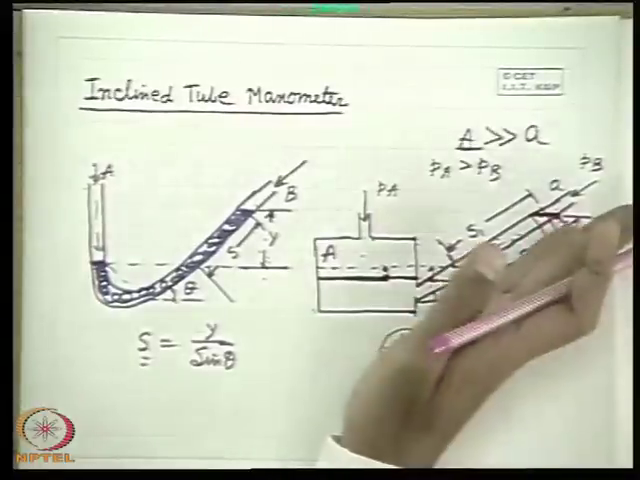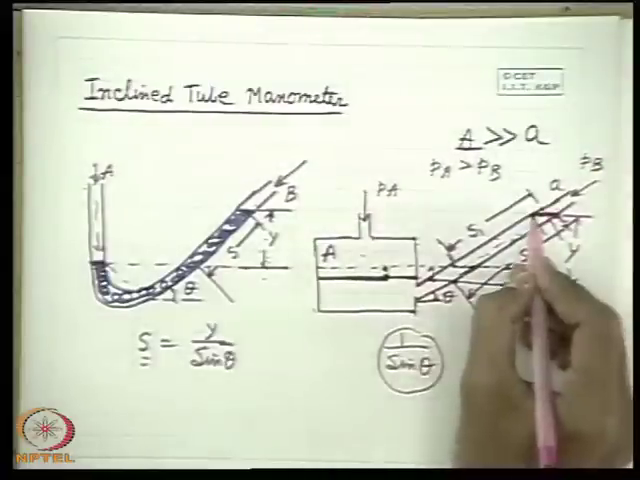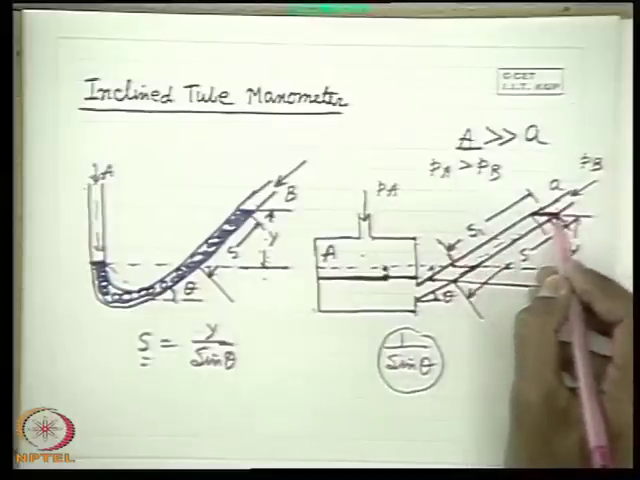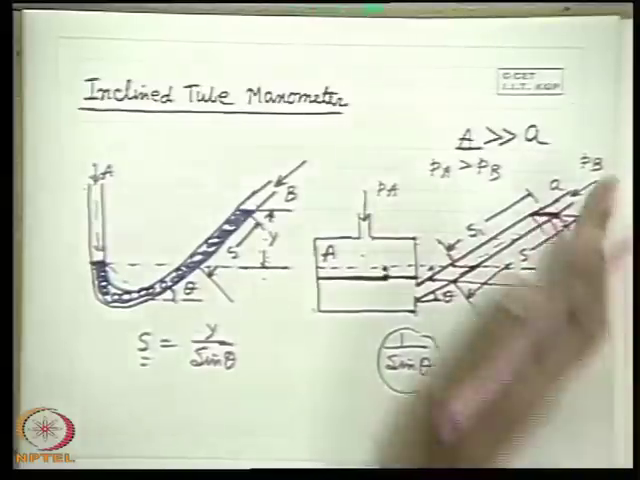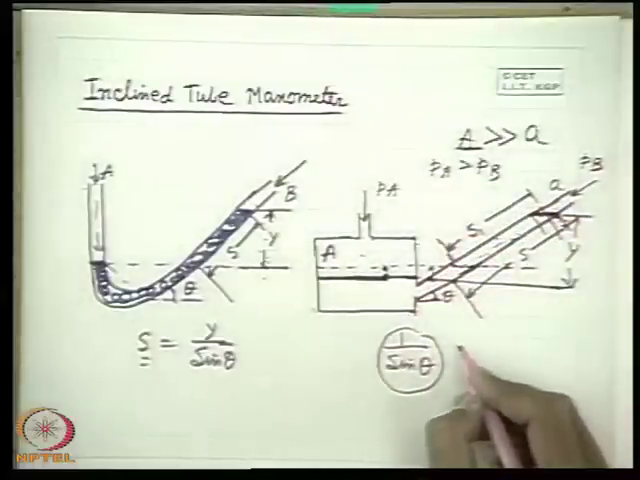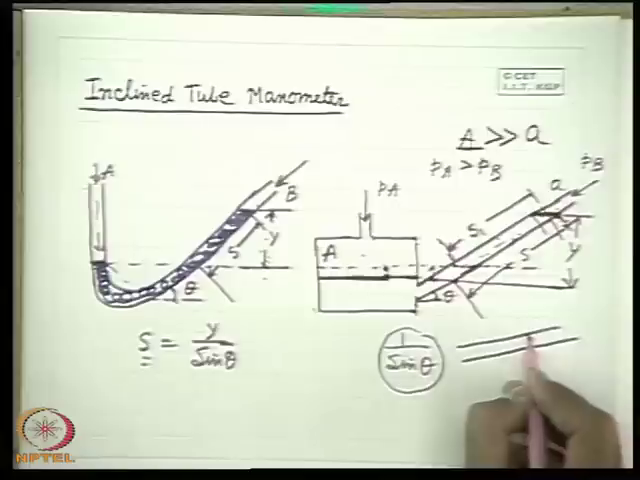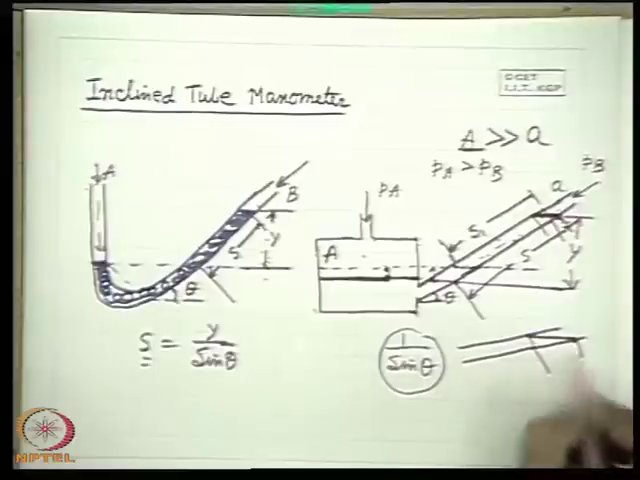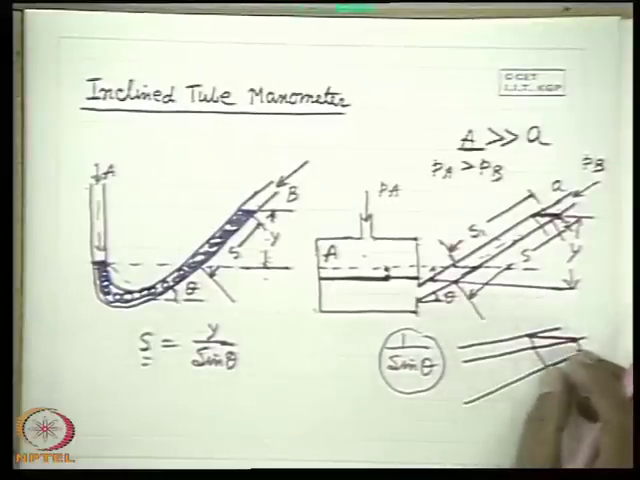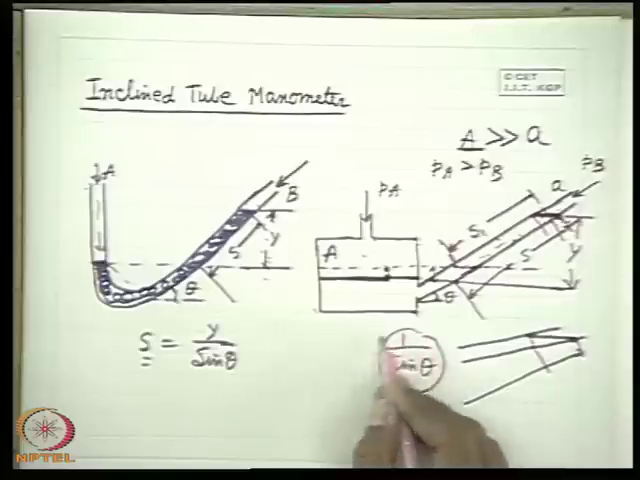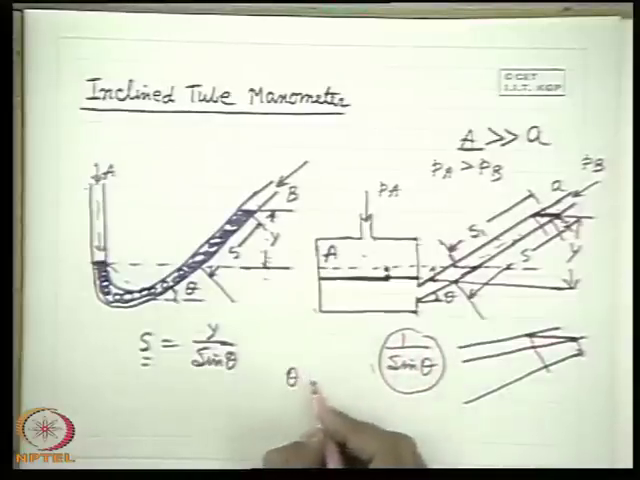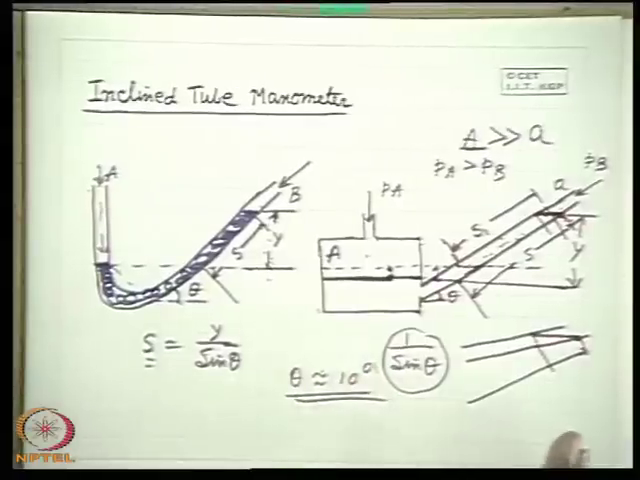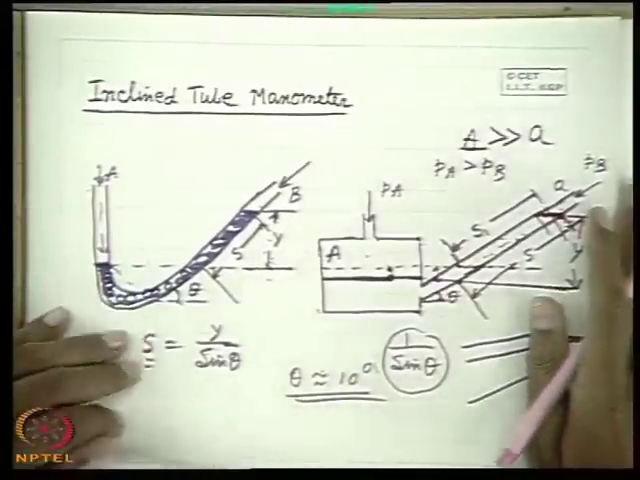If we use a higher value of theta, the difference in S, that means the distance along the length between these two points on the free surface, will be less. If you make the tube more horizontal, the free surface will be so wide, because it has to be horizontal. If you measure the displacement between these two points in this direction, this will cause a substantial error. So theta should not be very low. Theta is usually restricted to around 10 degrees. So this is the principle of the inclined tube manometer.